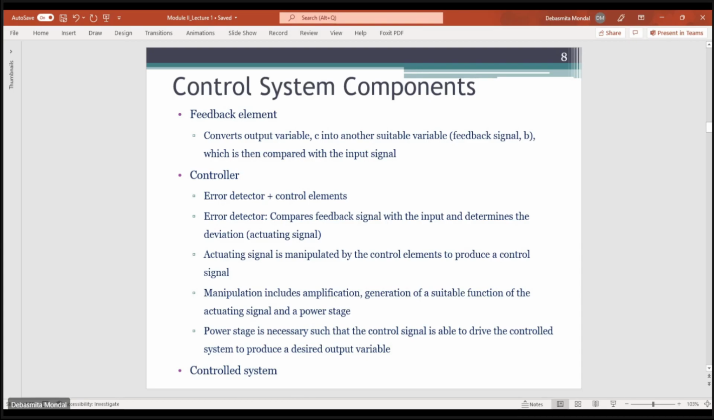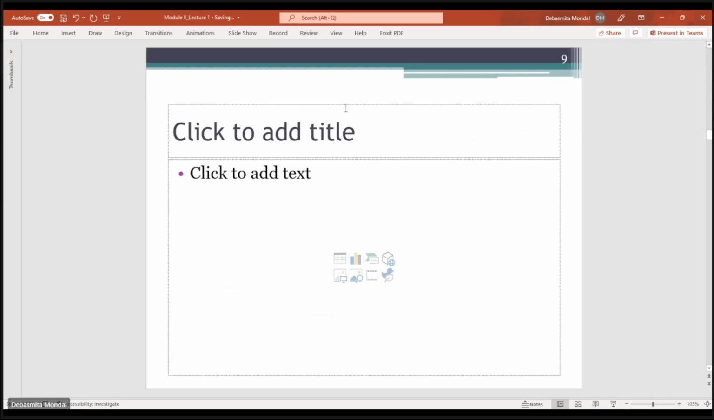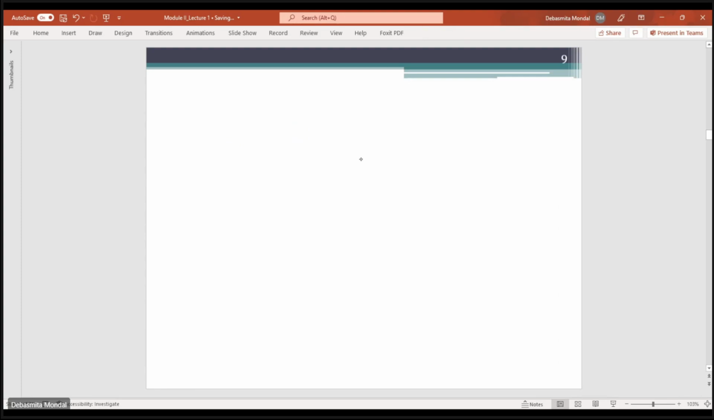So first of all, let's talk about the control system components. Basically a closed loop control system. We have seen that a closed loop control system consists of three main elements. One is the feedback element, then there is the controller, and then there is the system which we are trying to control. Okay, so if you draw the basic block diagram of a control system, here you have, I think we had drawn this earlier also, but just to recap.